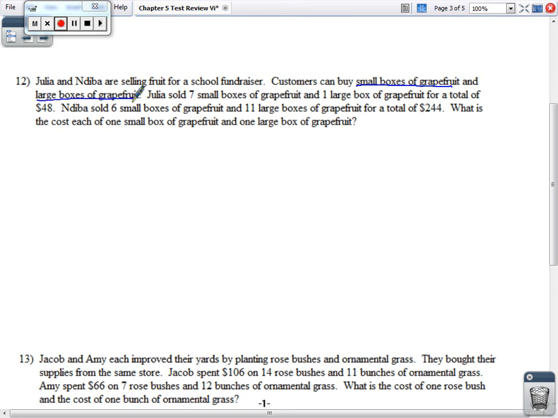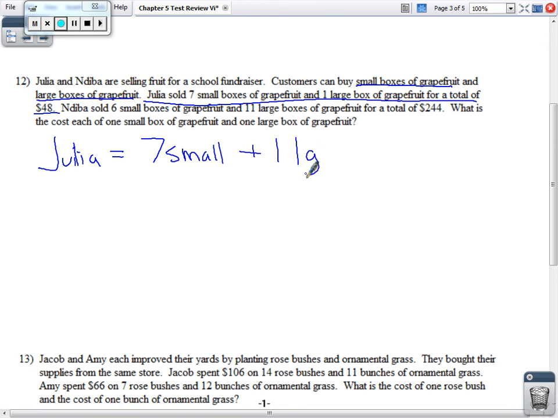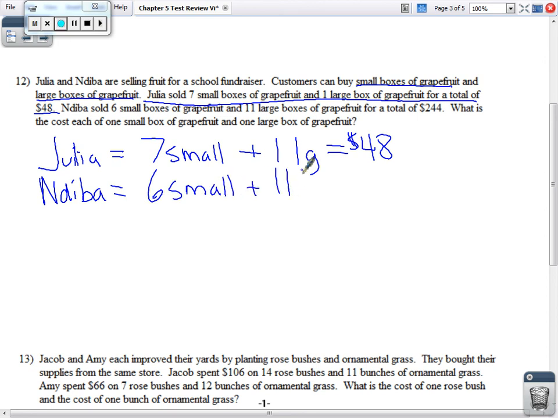Okay? So Julia sold 7 small boxes of grapefruit and 1 large box of grapefruit for a total of $48. Now again, that tells me one line of my system of equations. Julia sold 7 small boxes plus 1 large box for a total of $48. And then we have Adiba, who sold 6 small boxes plus 11 large boxes for a total of $244.